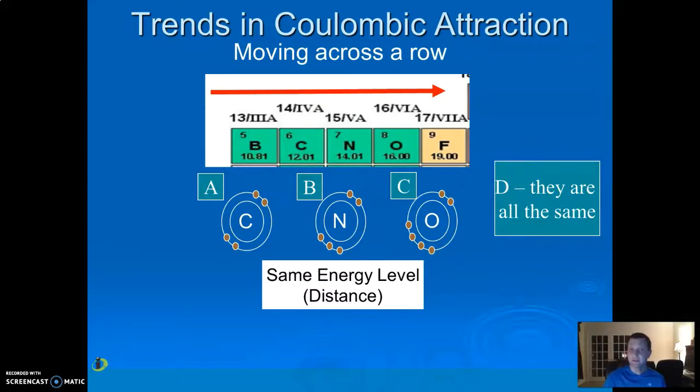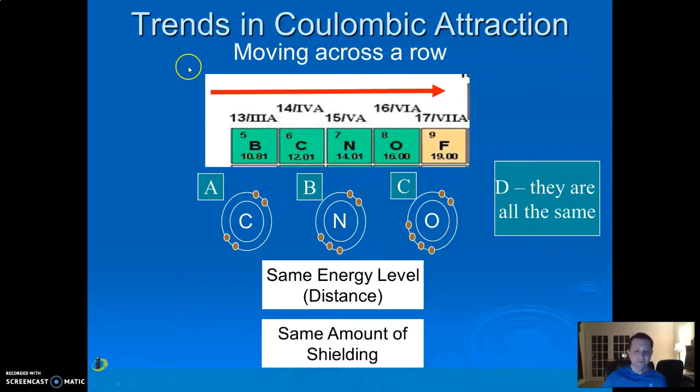So what's the second thing we looked at? Shielding. Shielding was the number of energy levels between the nucleus and the valence electrons. So if you take a look at carbon, nitrogen, and oxygen, how many shielding levels do all 3 of those have? Well, they all have 1. Carbon has 1 shield, nitrogen has 1 shield, oxygen has 1 shield. So that's a tie. If energy levels is a tie and shielding is a tie, what's our tiebreaker?